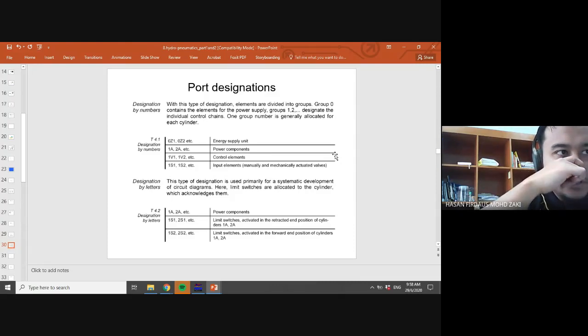So the energy supply unit. Remind me of this, we will go through it again: how to give the designation to the ports. 1A, 1V1, 1S1. How to give these.